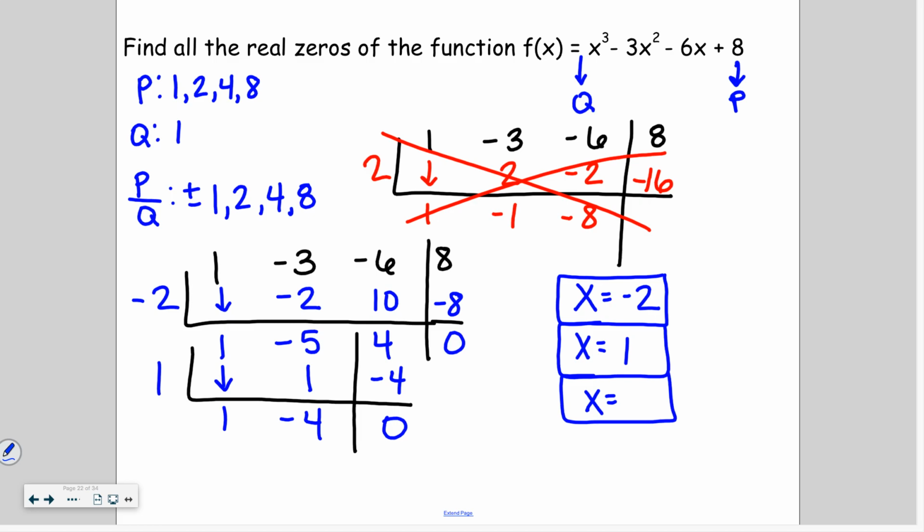Once you do this, the more you do this, the better you're going to get at this. And you're going to be able to start recognizing some of the factors. Like right now, I want to show you how to work backwards with this.